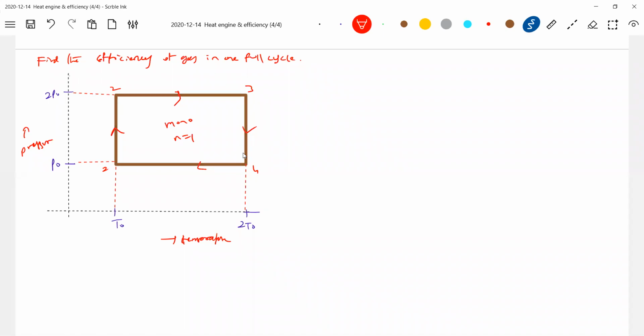What formula is there? So the same set of formula. Okay, now what is the basic efficiency? Efficiency is net work done by net heat absorbed.